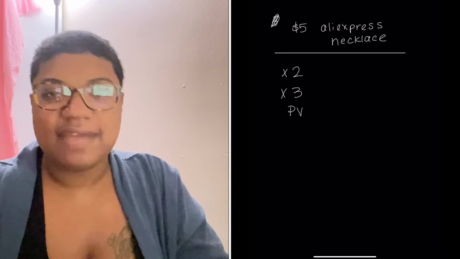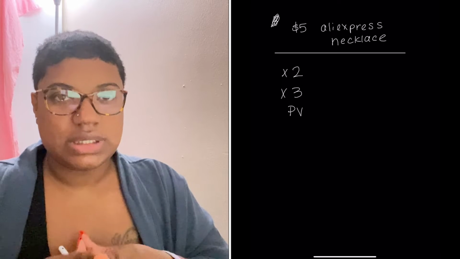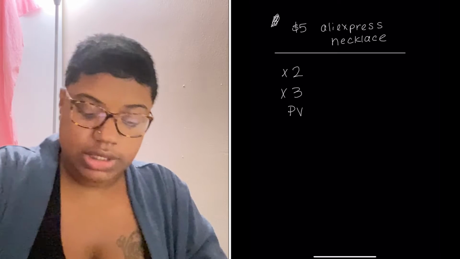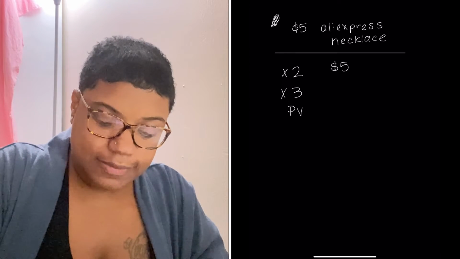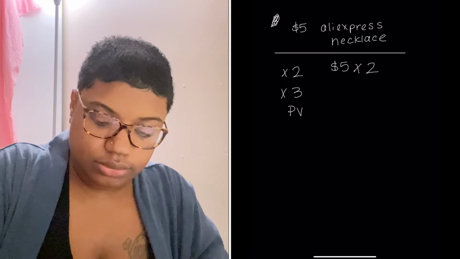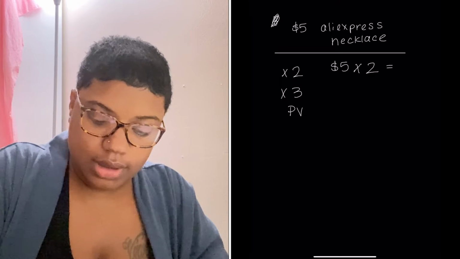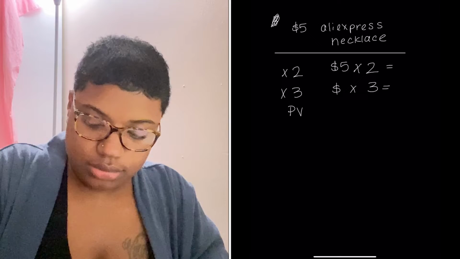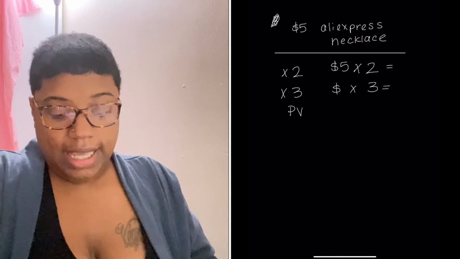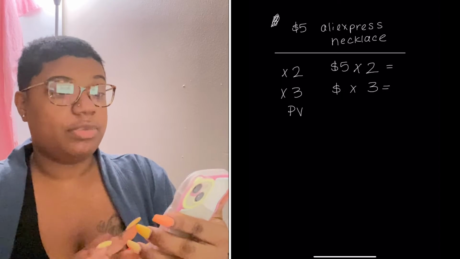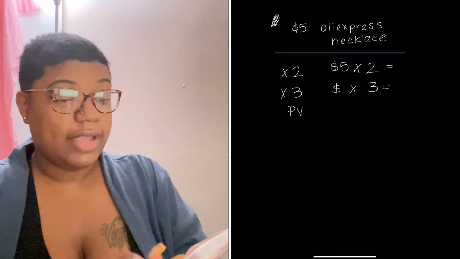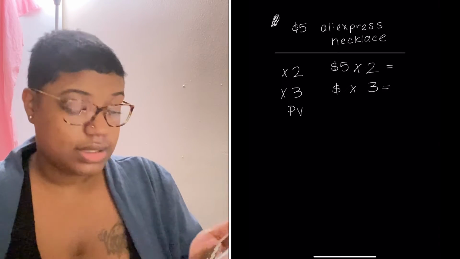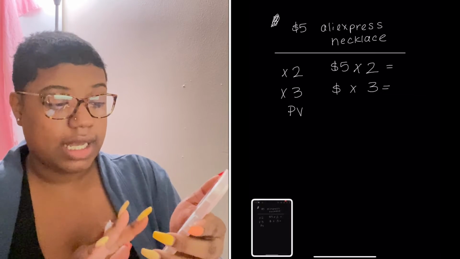So I know I paid $5 for this AliExpress necklace. So if I were to multiply this by 2, this would basically be the $5 times 2. Okay? And then we have the $5 times 3. So we would just take our calculator right here. This is for people, hey, don't hurt your brain now. All right, if you need to pull out your calculator, just don't be ashamed. We're gonna do it for the sake of the video. So we got $5, so we're gonna do 500 times 2.